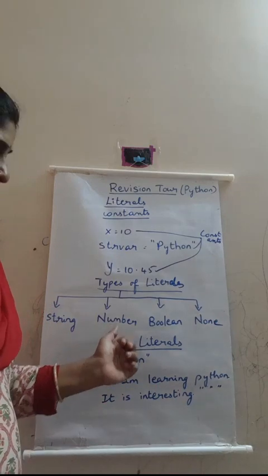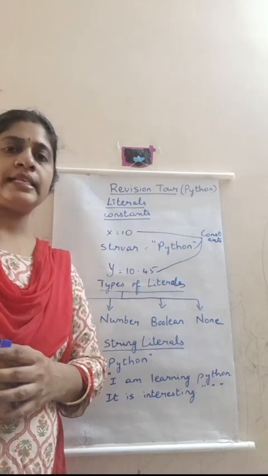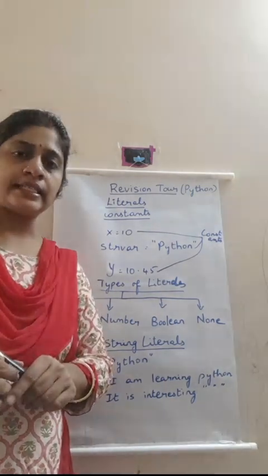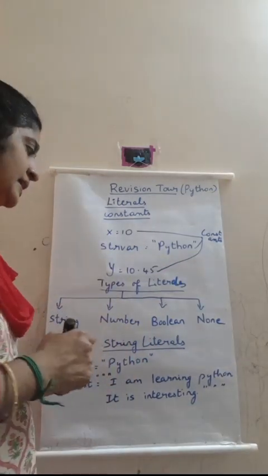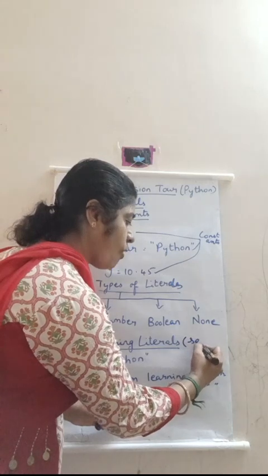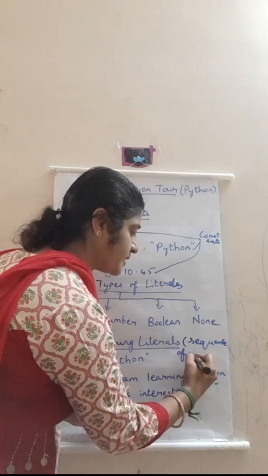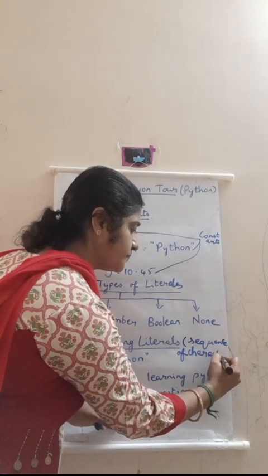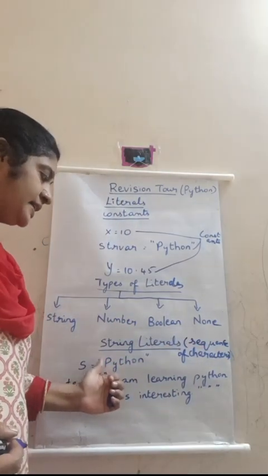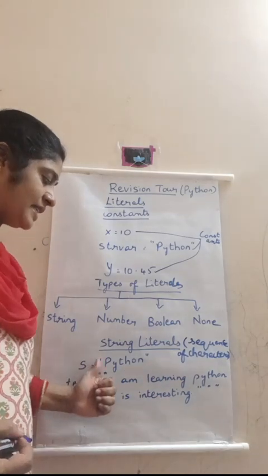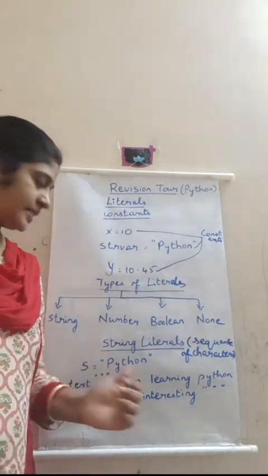Now let us begin with string literals. What are string literals? String literals are nothing but a sequence of characters written within double quotes. It can be a single quote also. String literals are nothing but a sequence of characters written in double quotes. I have written s is equal to Python in double quotes. These are called string literals.